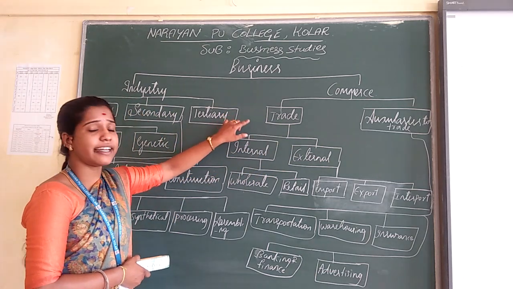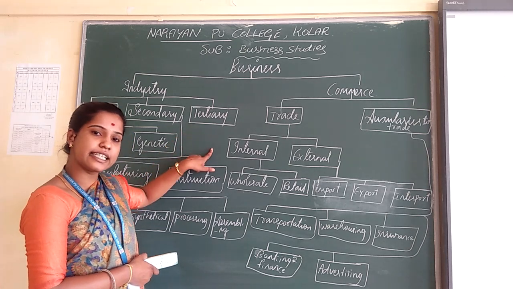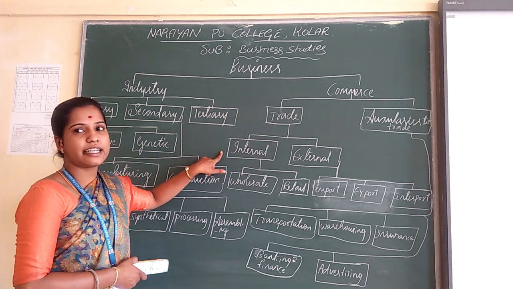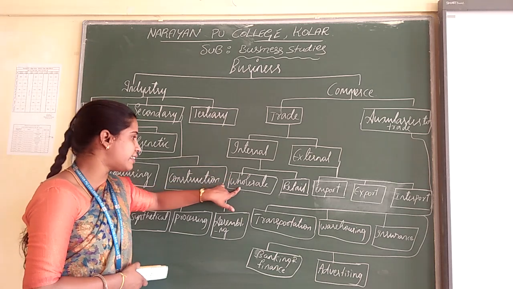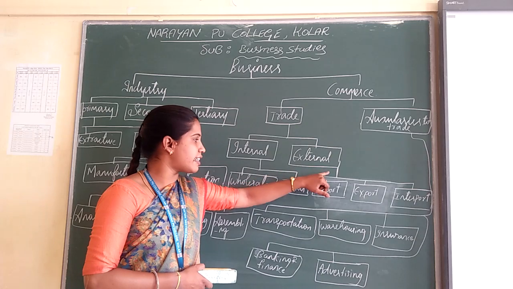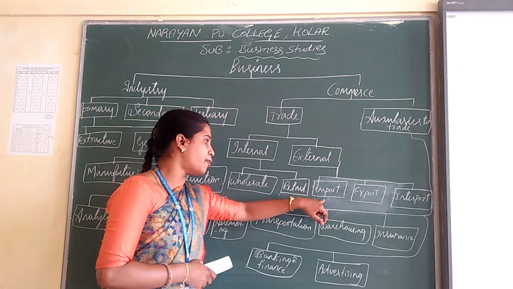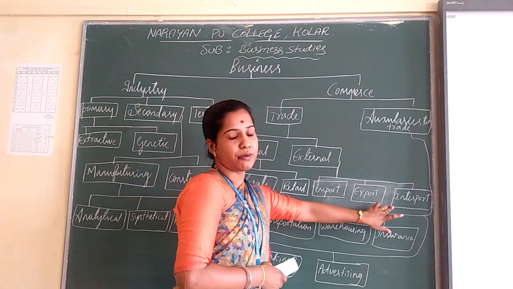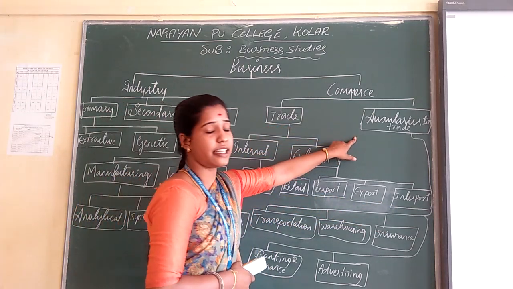Trade can be broadly classified into two types: internal trade and external trade. Internal trade can be broadly classified into two types: wholesale trade and retail trade. And the external trade we classify into three types: import trade, export trade and entrepot trade. And then the auxiliaries to trade.